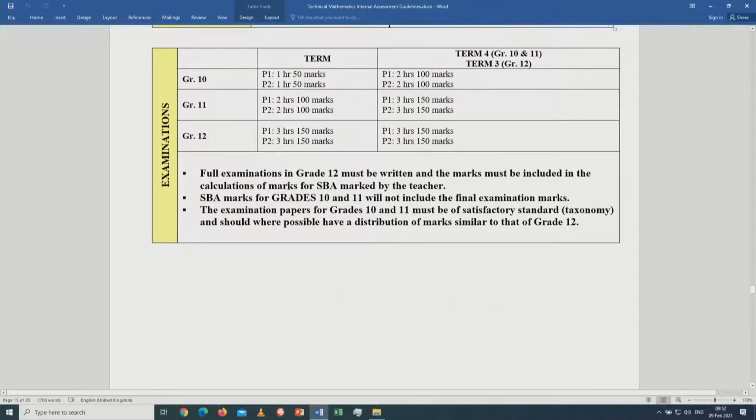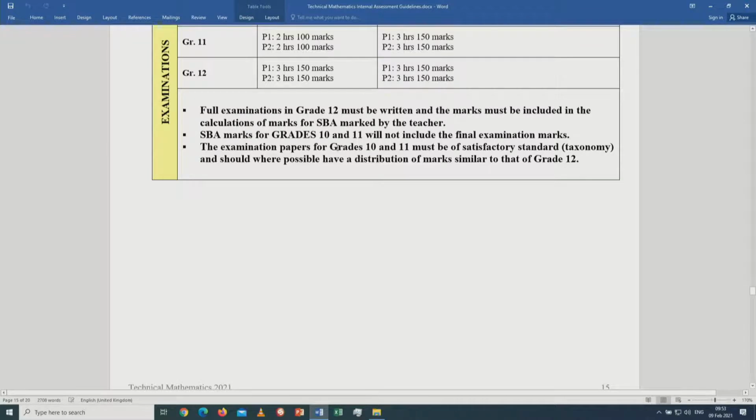Now, full examination in grade 12 must be written, and the marks must be included in the calculations of marks for SBA marked by the teacher. So SBA marks for grade 10 and 11 will not include the final examination marks. That simply implies you have all the tasks form part of SBA, but the final one is not included in the SBA. And then examination papers for grade 10 and 11 must be satisfactory standard.